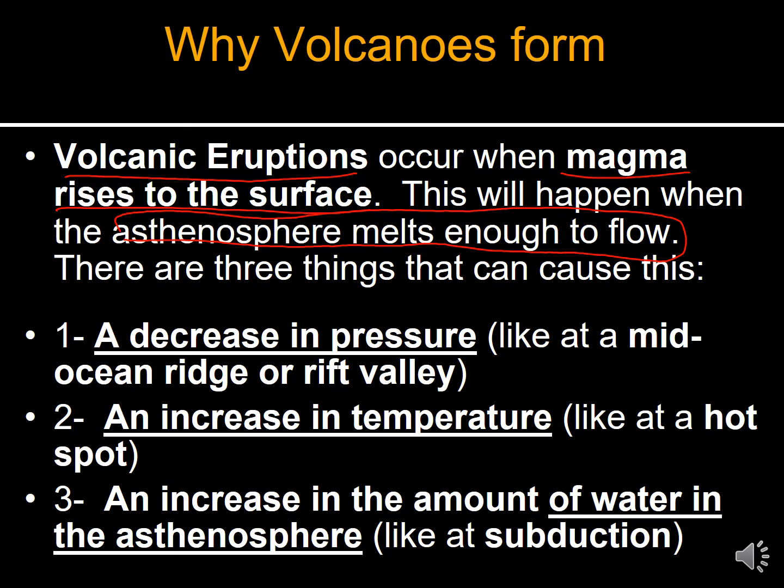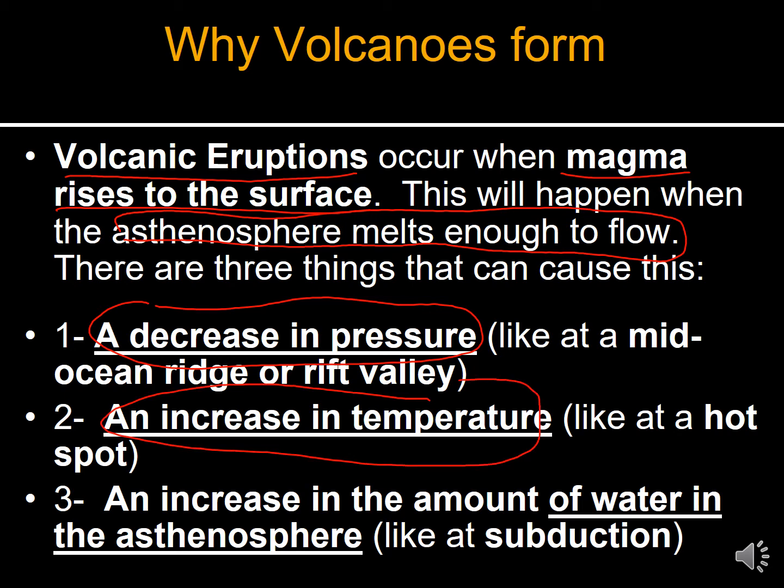Okay, and there are three things that can cause this. The first one is a decrease in pressure. The second thing will be an increase in temperature. The third will be an increase in the water in the asthenosphere. Okay, so we have valleys, then we have the hot spot, and then the subduction zones.